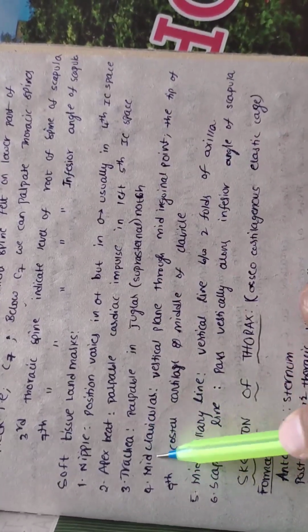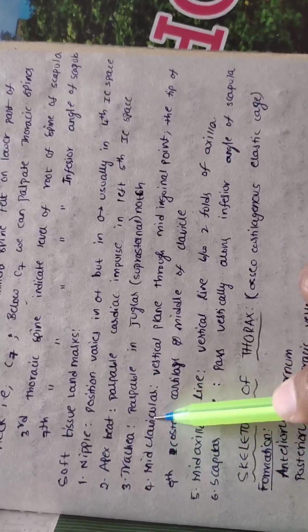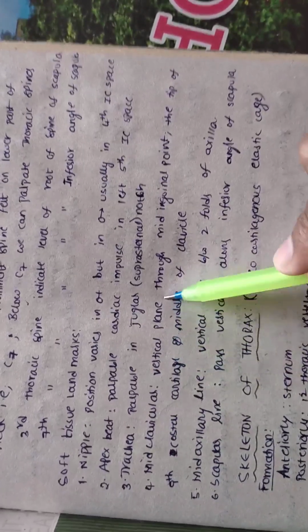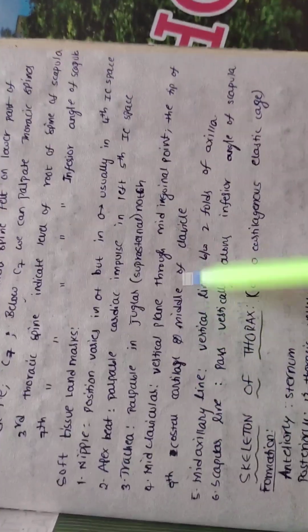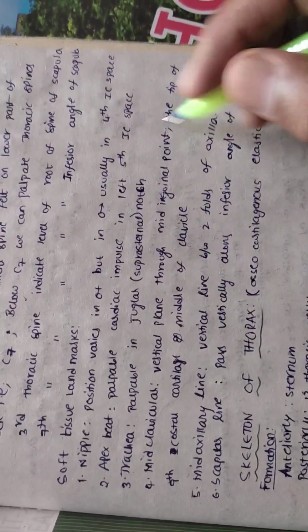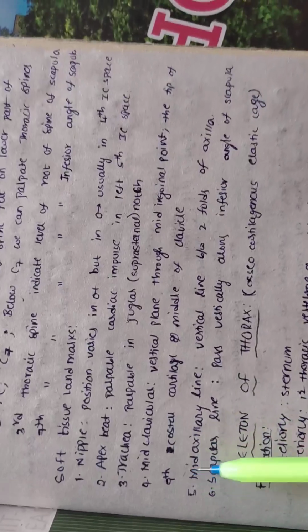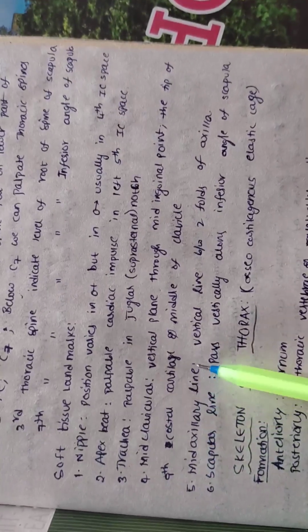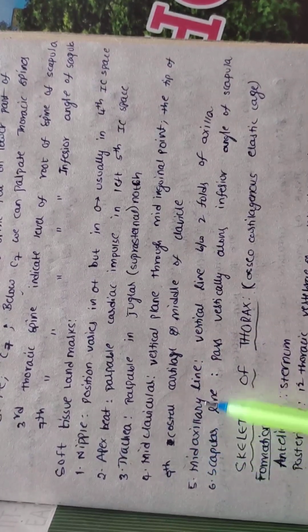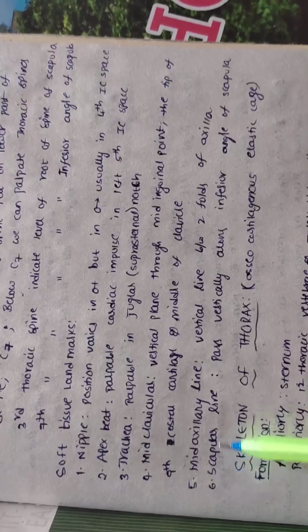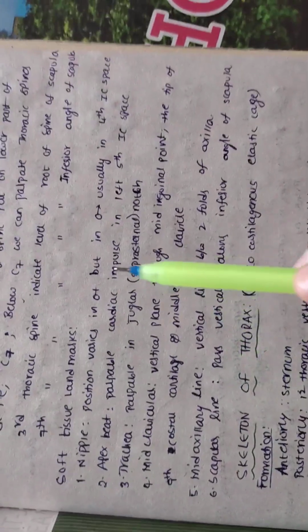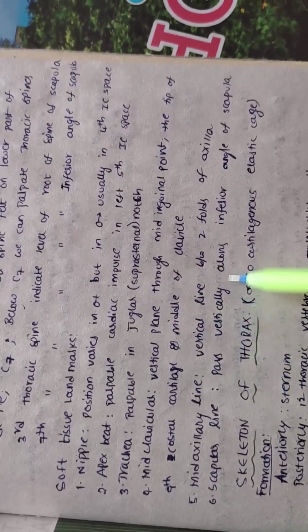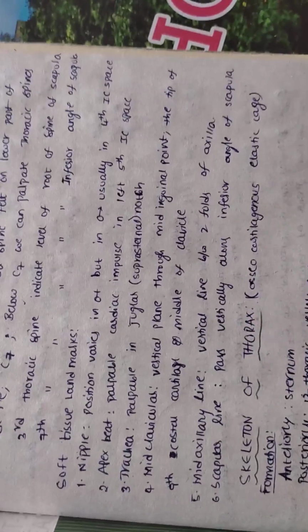Okay, midclavicular line. Midclavicular line means vertical plane passing through the inguinal point and the tip of the 9th costal cartilage and middle of the clavicle. This plane is called midclavicular line. Mid-axillary line means vertical plane passing between the two axillary folds. Scapular line. What is the meaning of scapular line? By scapular line means it is the line passing through the inferior angle of the scapula.